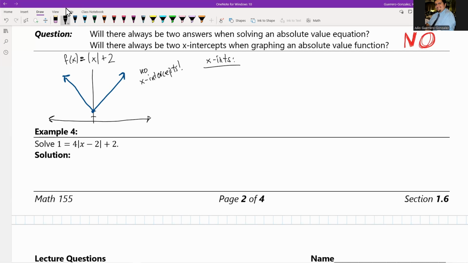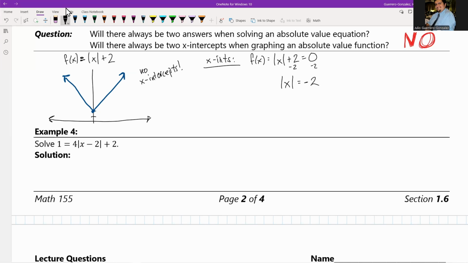The rules from above say that if I want to find an x-intercept, we need to set y equal to 0. So I need f of x, the absolute value of x plus 2, to be equal to 0. All right, we're off to the races. We have to solve this out. Minus 2, minus 2. The absolute value of x is equal to -2.